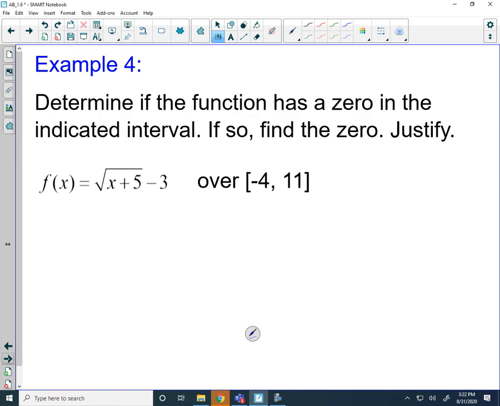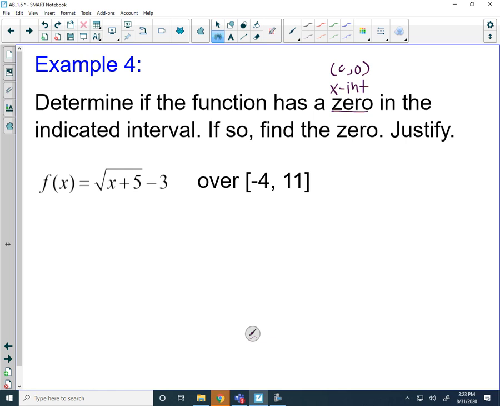Number 4, last one we'll do here. It says determine if the function has a 0 in the indicated interval. If so, find that 0. Justify. So remember, 0 means x-intercept, which means the graph crosses the x-axis. So if the graph crosses the x-axis, y must equal 0. So we're looking for an x value we're calling c, such that when x equals c, the y value is 0.